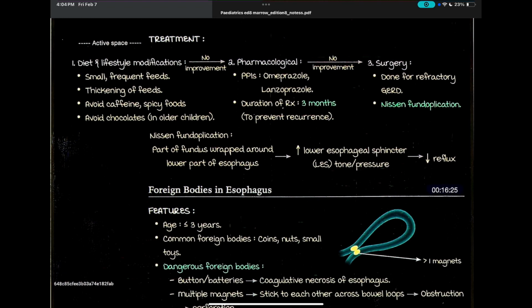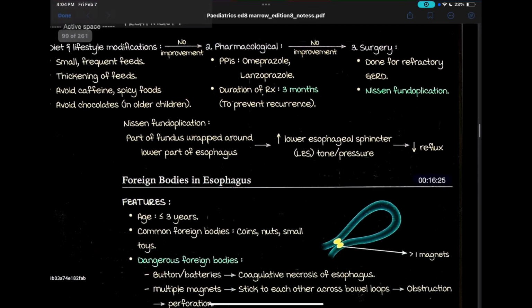Done for refractory GERD, you do Nissen fundoplication. Nissen fundoplication: part of fundus wrapped around lower part of esophagus. Increased lower esophageal sphincter, LES tone and pressure, decreases reflux.